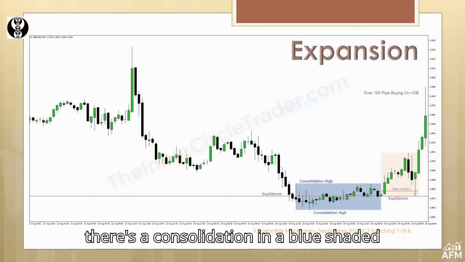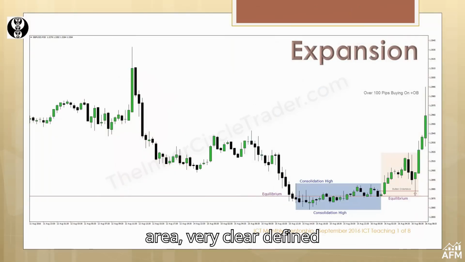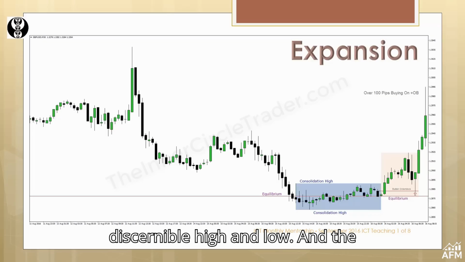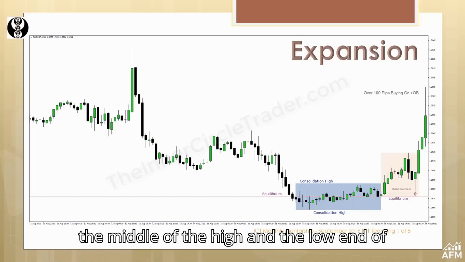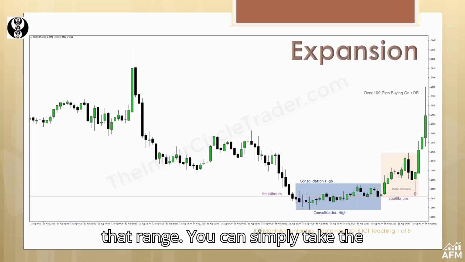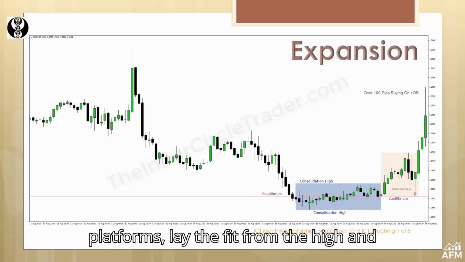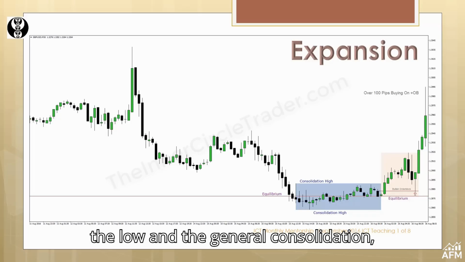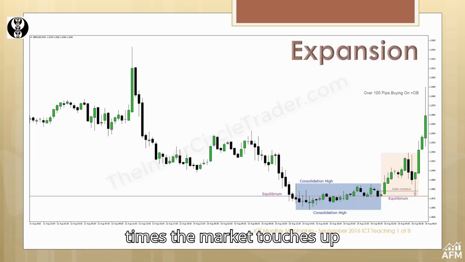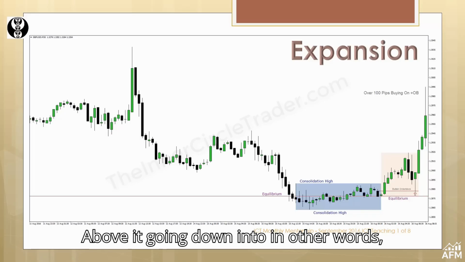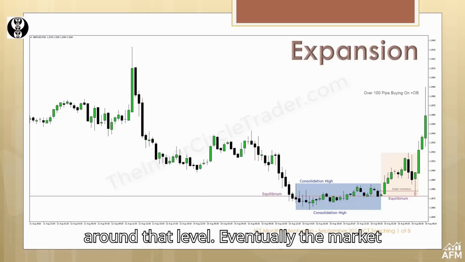As you can see here, there's a consolidation in the blue shaded area. Very clear defined consolidation. It's got a clear discernible high and low, and the equilibrium price point is directly in the middle of the high and the low end of that range. You can simply take the Fibonacci tool that you have in all your platforms, lay the fib from the high and the low in the general consolidation, find that midpoint, and you can check yourself also by looking at how many times the market touches up against it from below and from above going down into it, in other words, how many times it's touching and hanging around that level.